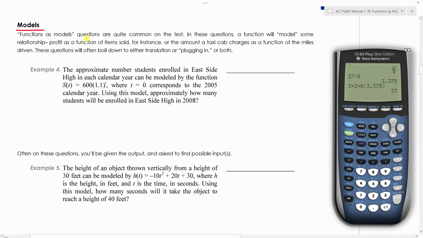Functions as models questions, very common on the ACT. They will look like the examples below. We're going to go ahead and do these. If you want to pause the video and try them on your own, perfectly fine. So let's take a look at number 4.